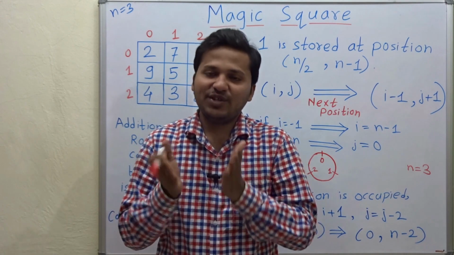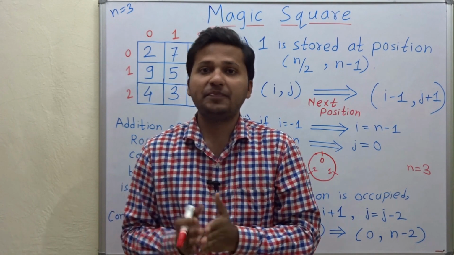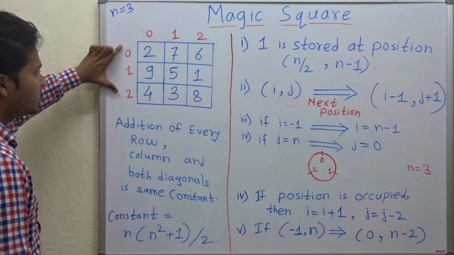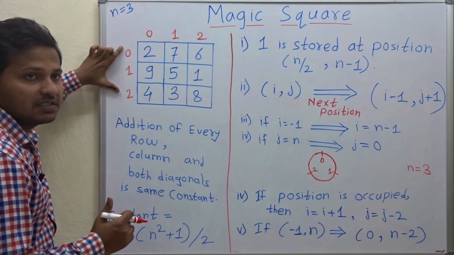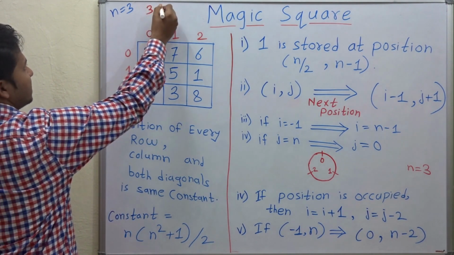Hello friends, today we are going to see what is magic square and the program for magic square. So let's see. As you can see, this is the magic square and this is a matrix. In this case, this is a 3 by 3 matrix.